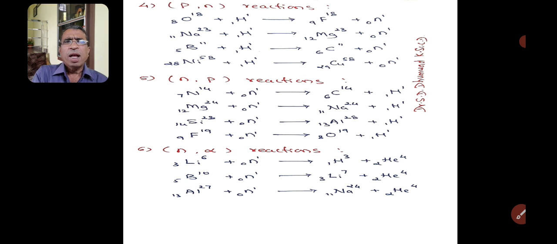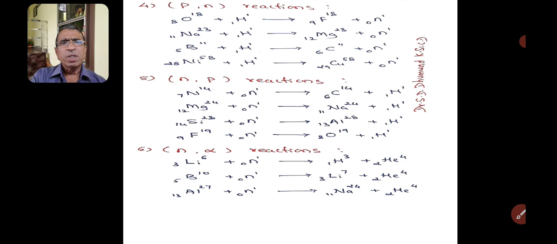Similarly, coming to the NP reactions. In NP reactions, the neutron is the projectile and the proton that is formed is the ejected particle. Nitrogen 7, 14 gives rise to carbon 6, 14. Magnesium 12, 24 gives rise to sodium 11, 24. Silicon 14, 23, when bombarded by a neutron, gives rise to aluminium 13, 23 and a proton.